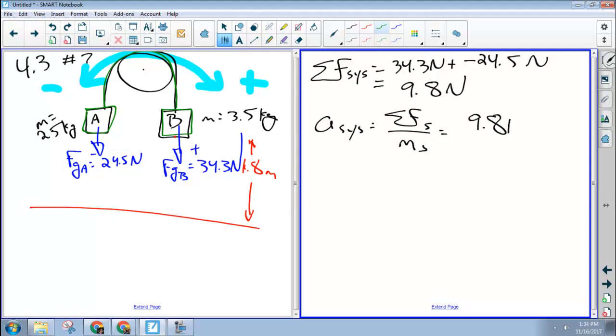So 9.8 newtons divided by, what's the mass? Everybody cool with why we're going to use the full 6 kilograms? Because these forces are causing this whole green system to move, right? So that's 6 kilograms. So divide by it, and you get an acceleration of 1.63 meters per second squared.